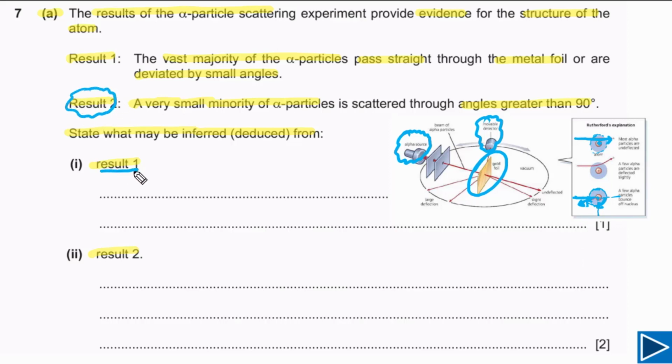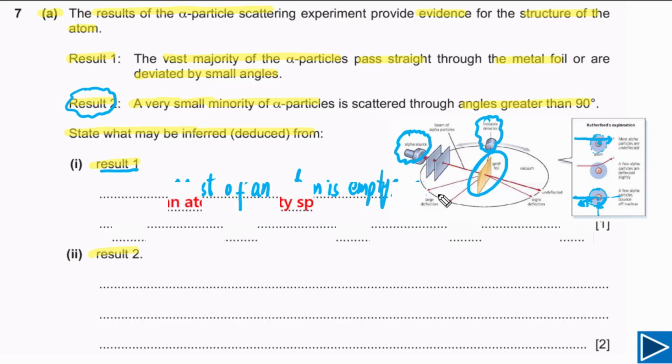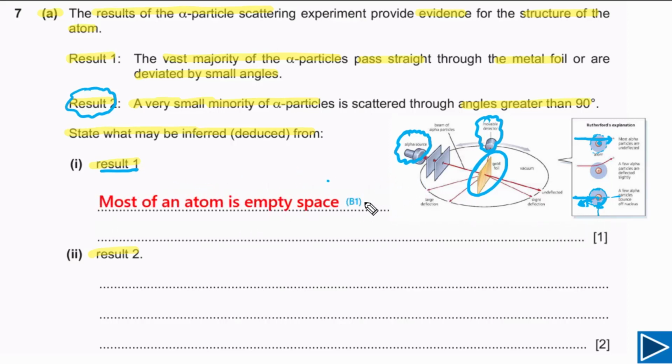Now, according to the first result, what can we say about the structure of the atom? As you can see, most alpha particles went straight. It simply means that most of an atom is empty space. So this is what we can conclude from this observation. This part has only 1 mark, and that is B1. So if you have written this, you will get 1 mark. Let's move on to the second result.